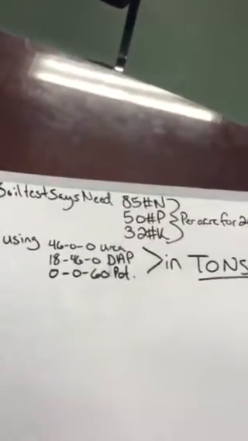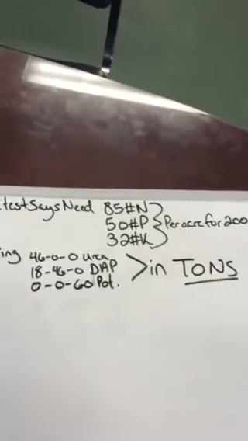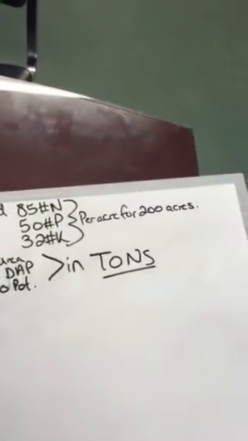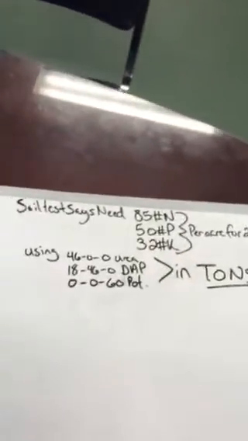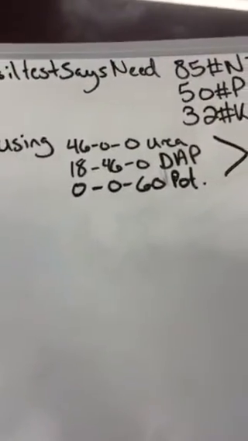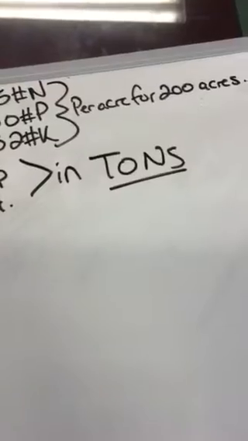All right, our soil test says we need 85 pounds of N, 50 pounds of P, 32 pounds of K per acre for 200 acres. Okay, that's how many acres are in a field. We're going to use these products, urea, DAP, and potash, and make it into a custom blend in tons. Okay, we're going to work the tons at the very end because that's how I work them.